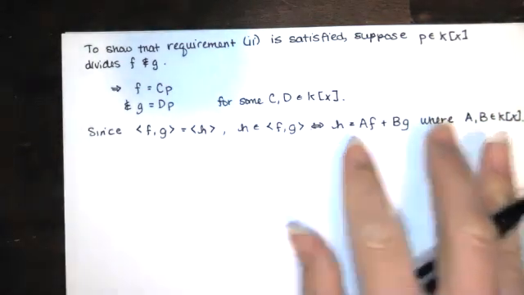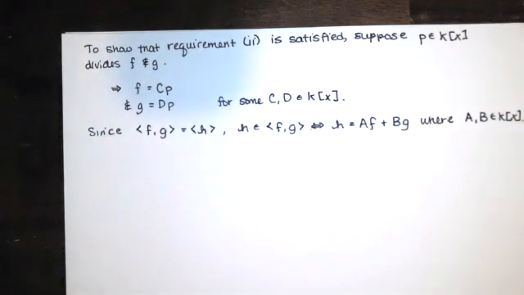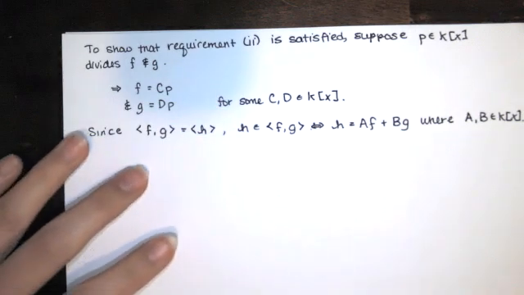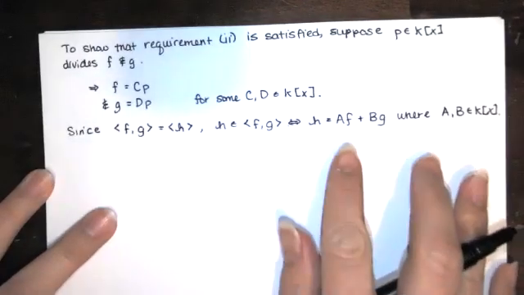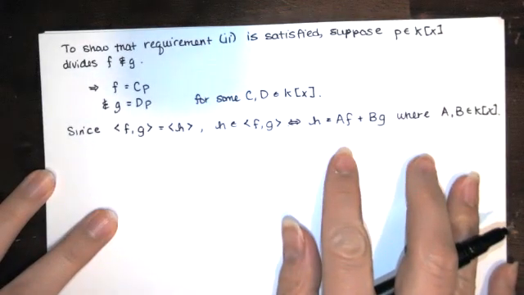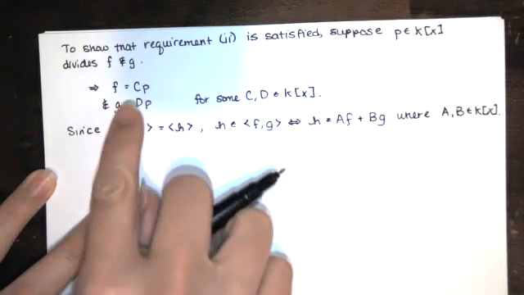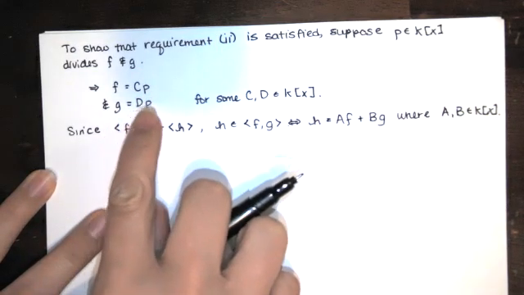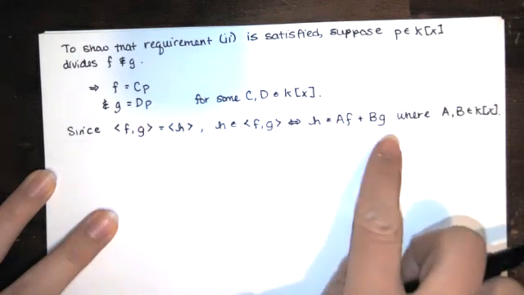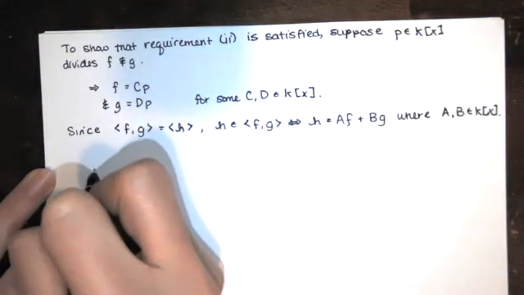Now we could have used H1 and H2. We're just choosing to use these capital letters A, B, C, and D because that's what they used in the book. And I think the reason they did that was because they didn't want too many H's floating around. So we've got this. So H is equal to this. Well, F is equal to C times P, and G is equal to D times P. So we can substitute those here.